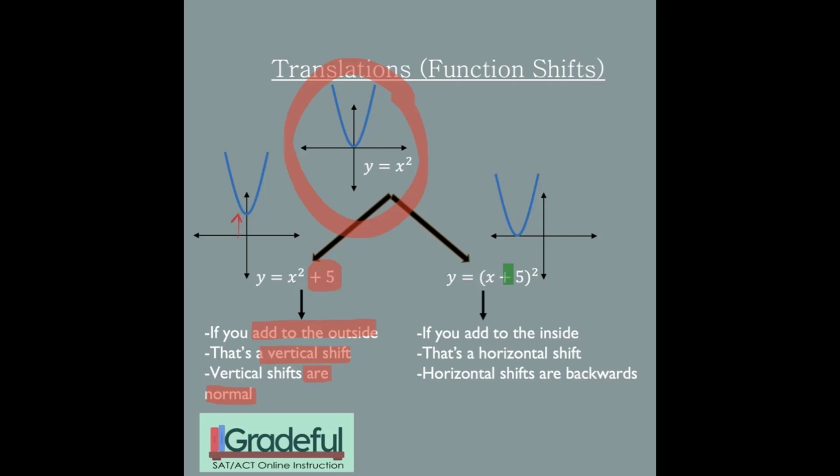It's pushing our parabola that way by 5. On the other hand, if you add 5 on the inside, that's a horizontal shift, and those are backwards. So normally, in terms of left-right, positive is to the right and negative is to the left. This is backwards. Positive would be to the left. So this is left 5 from the original function. And in f of x notation, the original one is like our f of x. This would look like f of x plus 5, and the other one would look like f of x plus 5.